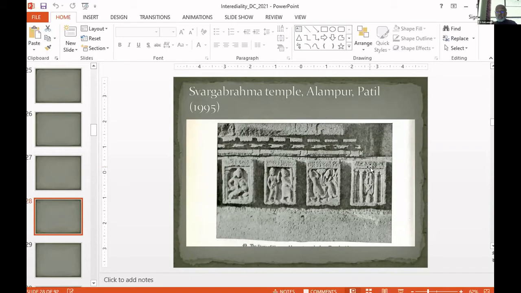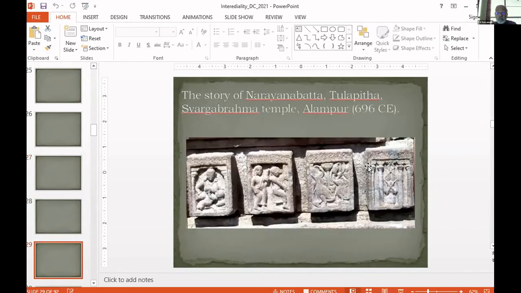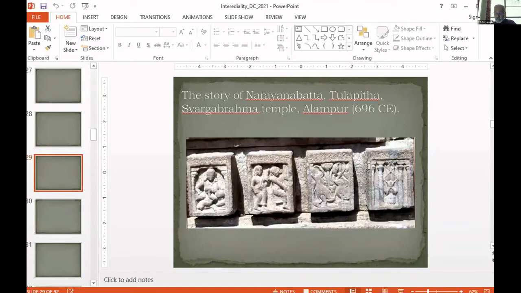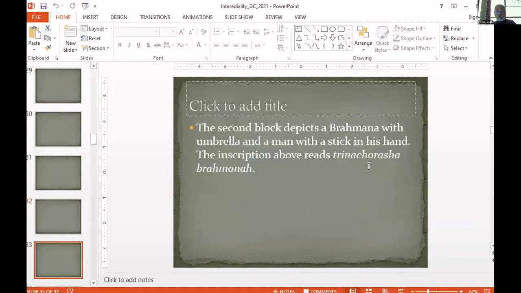Above all of these, where I have put the cursor, a portion of the poem has been inscribed, whereas this is the full poem that exists at another place. I have enlarged them in a slightly better manner. You can see all four of them here. The time is around 696, the 7th century. The episodes of this story are depicted, and let me not go into the details.